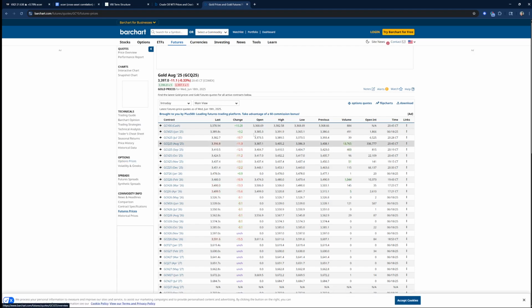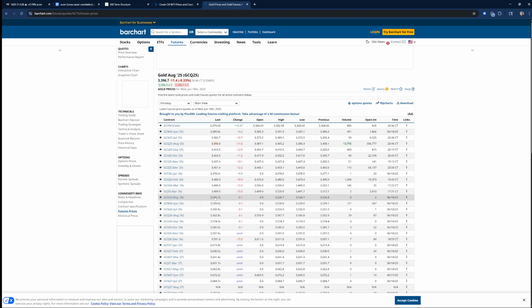Okay, so here's gold. Now it's 3,390. It's 3.3. Here it's 3.5. Why is that? It's because there's an interest rate. If you have to borrow money to hold these things, there's an interest rate.